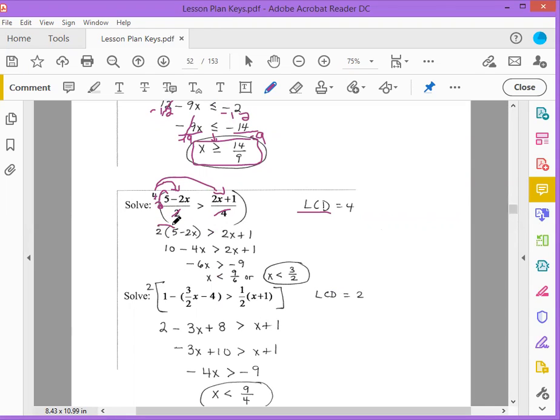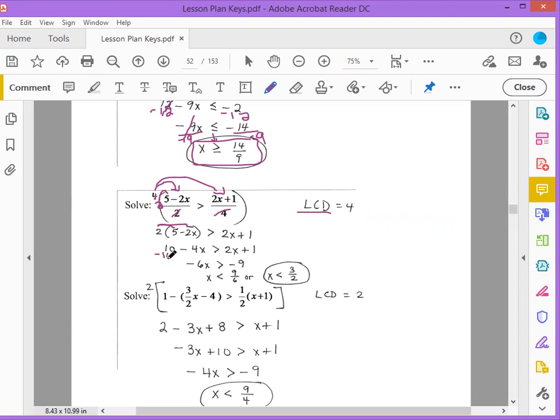Now we're going to distribute this 2. 2 times 5 gives us 10. 2 times minus 2x gives us negative 4x. Carry down your greater than symbol and the terms on the right side, 2x plus 1.